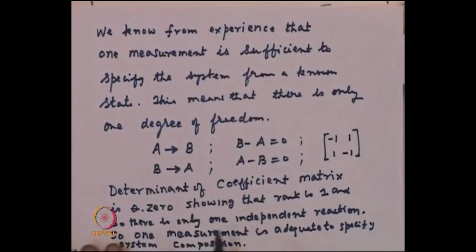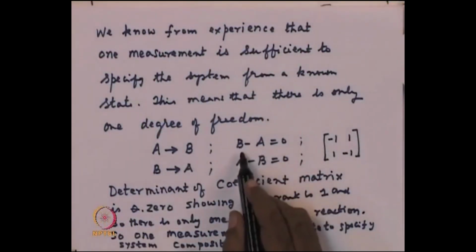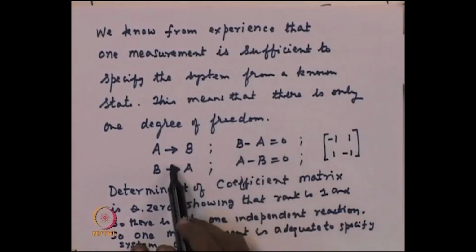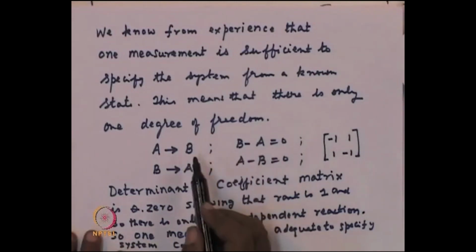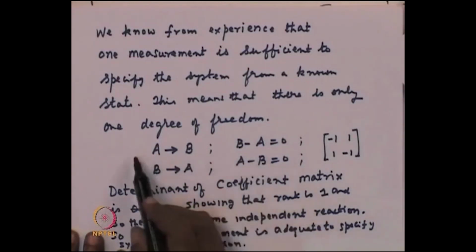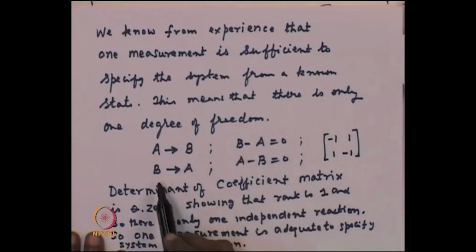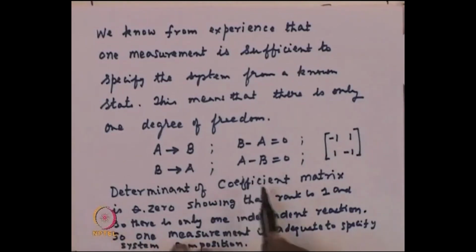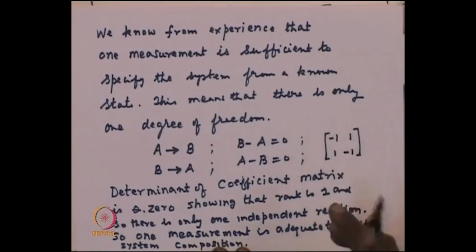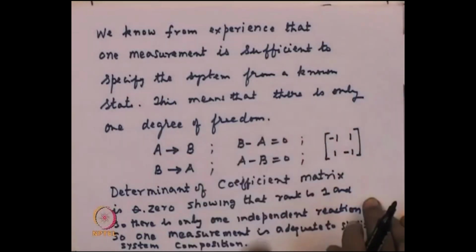So, what we are now saying is that when there is a reaction like this, A goes to B and B goes to A, we express it in the form of two algebraic equations: B minus A equal to 0 and A minus B equal to 0. Why do we write B minus A equal to 0? Our convention is that products have positive coefficients and reactants have negative stoichiometric coefficients. Therefore, we write the first reaction as B minus A equal to 0 and the second as A minus B equal to 0. When we express this in matrix form, we find that the determinant of this matrix is 0, showing that the rank of this matrix is 1.